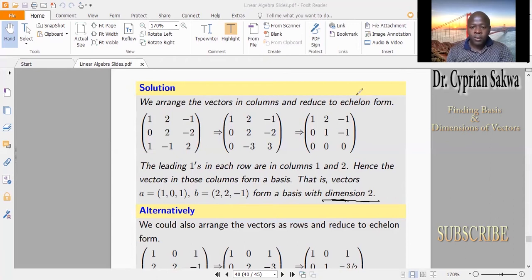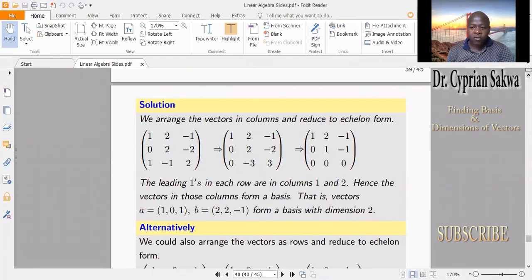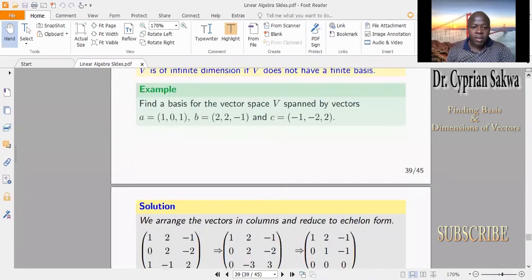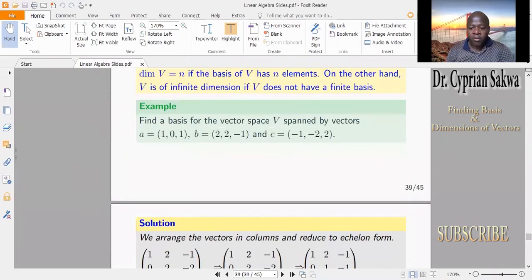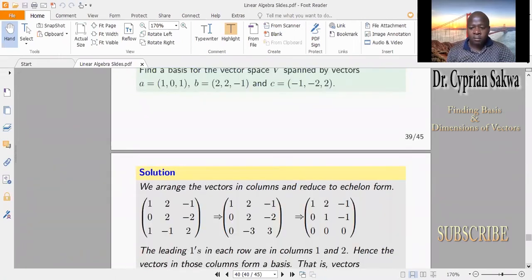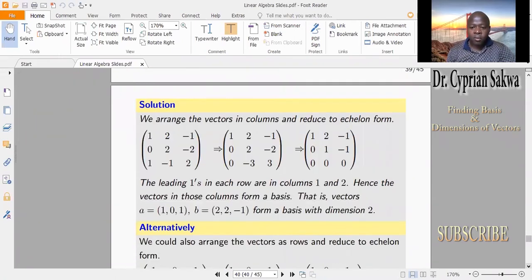So look at what we did. We were given vectors and we decided to arrange these vectors in column form, and then reduced to echelon form, and then looked at the leading ones. In which columns are the leading ones? We have the leading one in column 1, the leading one in column 2. So the vectors in those two columns form the basis of these vectors.